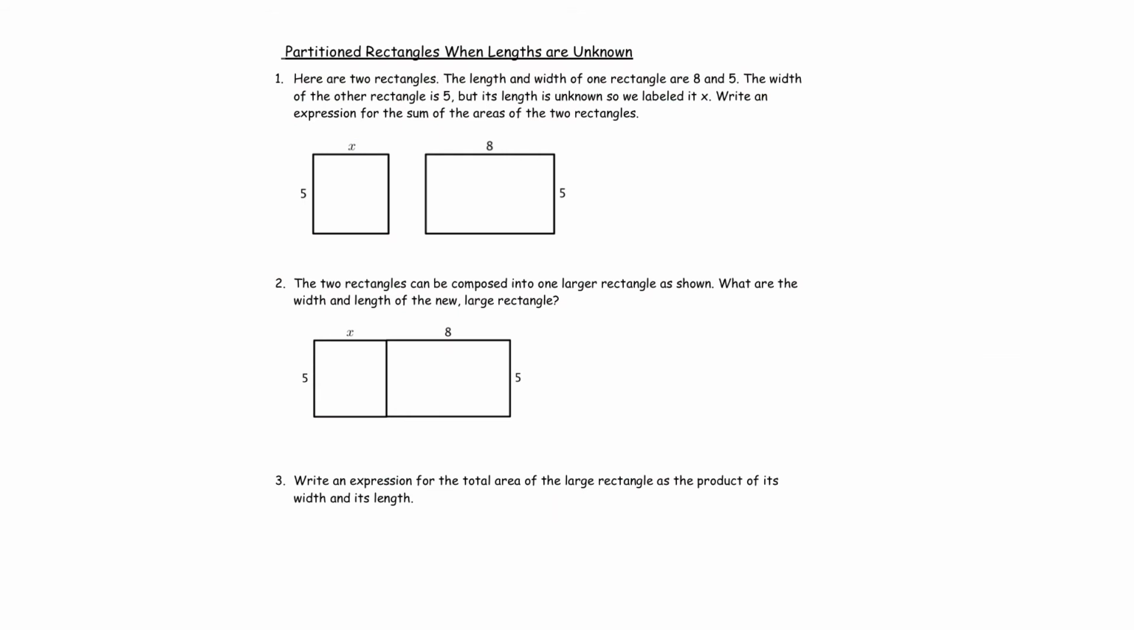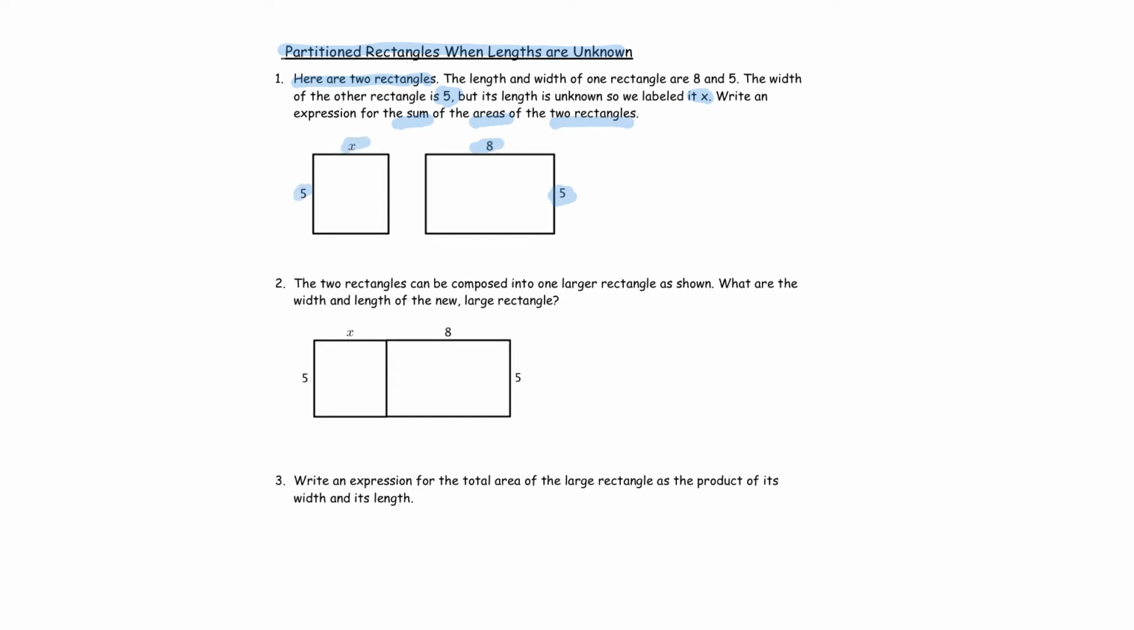Partition rectangles when lengths are unknown. Number 1, here are two rectangles. The length and width of one rectangle are 8 and 5. The width of the other rectangle is 5, but its length is unknown, so we labeled it x. Write an expression for the sum of the areas of the two rectangles.